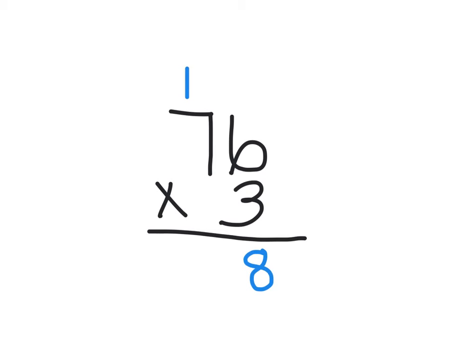Now, my second step is multiplying the tens. So I'd multiply 3 times 7, which equals 21. But remember, I had that 1 from my first step, so I'm going to add 21 plus 1, which equals 22. So 76 times 3 equals 228.